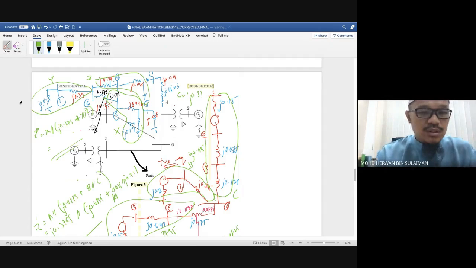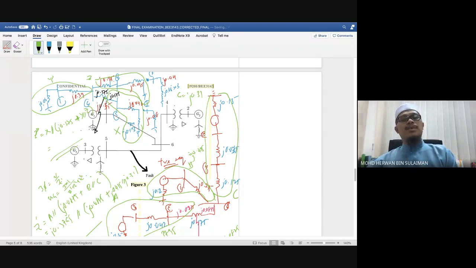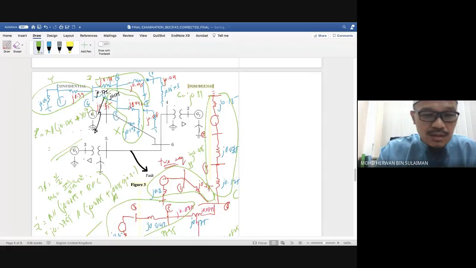You can calculate your three-phase fault. Three-phase fault tak ada masalah, because three-phase fault ialah you refer pada Z1 only. Betul tak? So V bagi dengan Z1. And then single line to ground fault, 3 darab dengan EA 1. So 3 bagi 1 darab dengan Z1 tambah Z2 tambah Z0. Okay. And then yang lain tu kita akan tengok next.